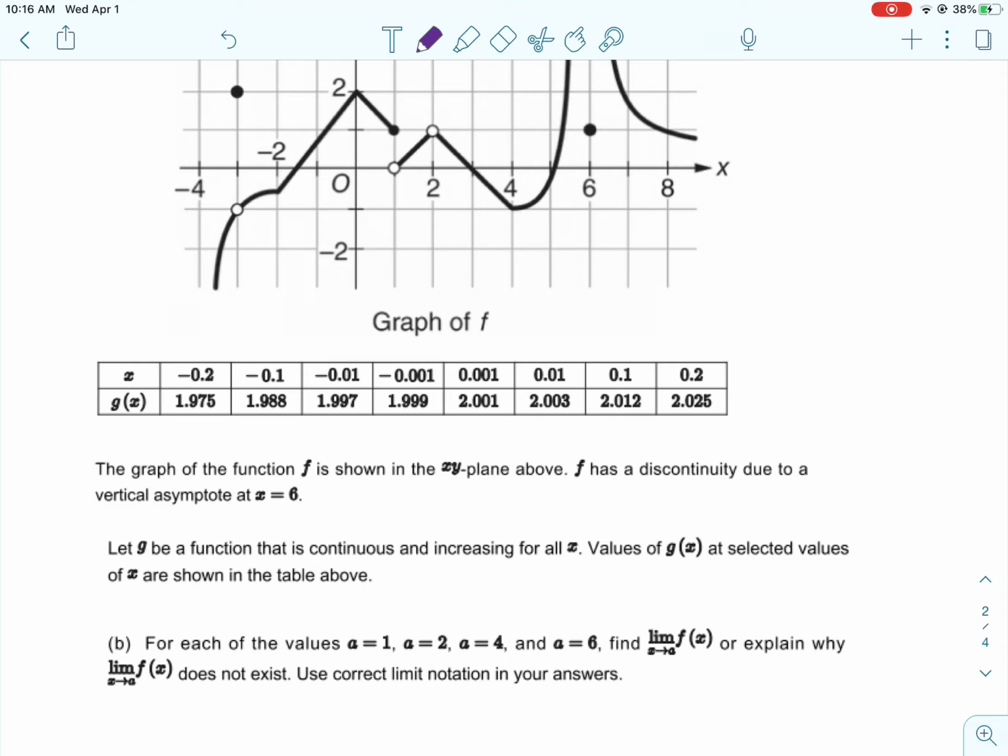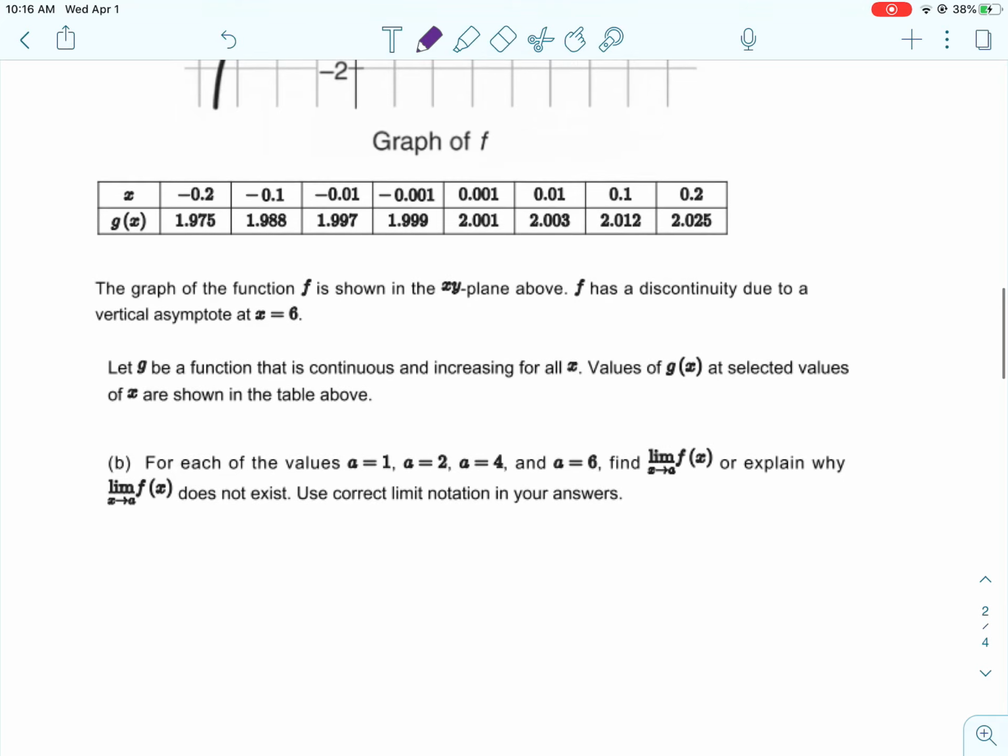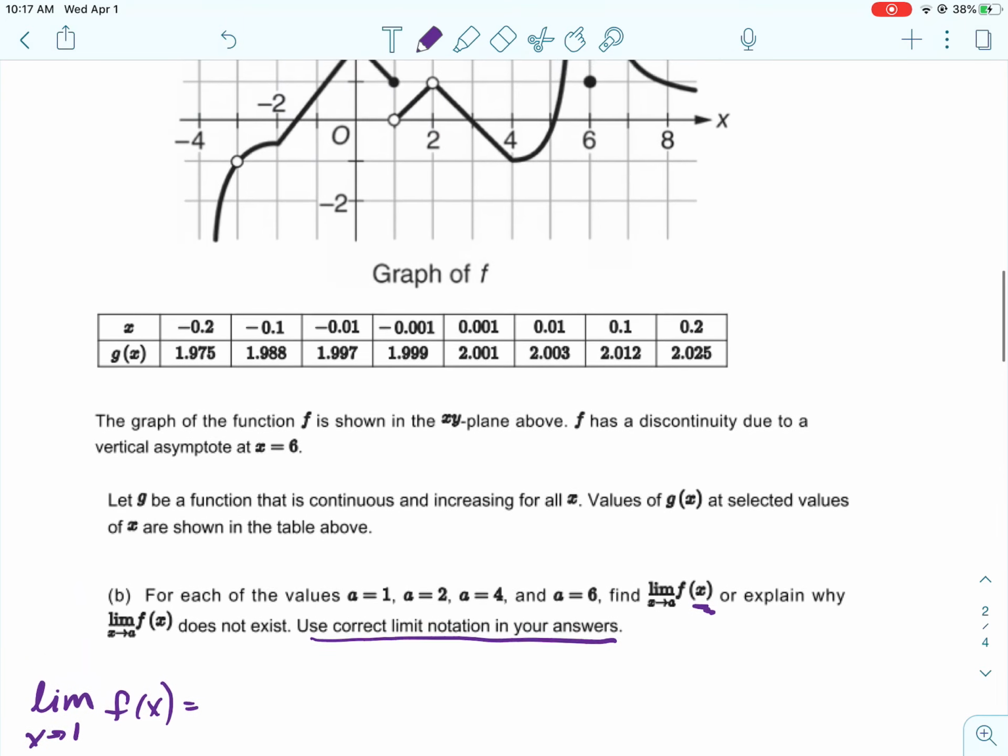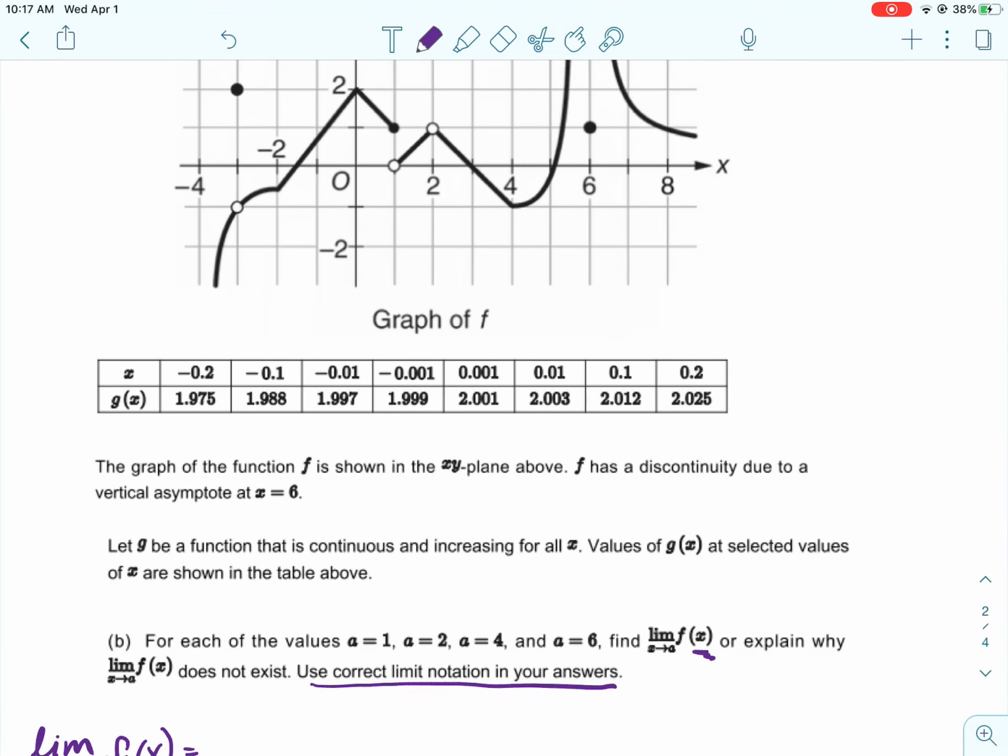All right, let's look at another one. For each of the values 1, 2, 4, and 6, we're going to determine the limit, and if it doesn't exist, we're going to tell why, and we are going to make sure we use correct limit notation. Okay, so let's talk about 1. So the limit as x approaches 1, and we're using f of x on this one.